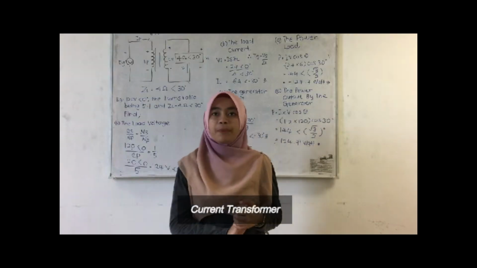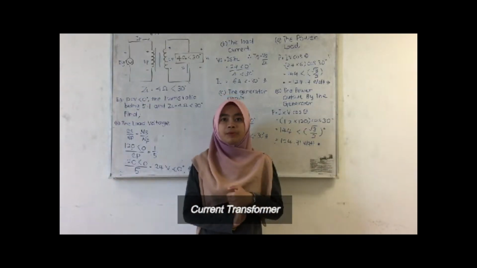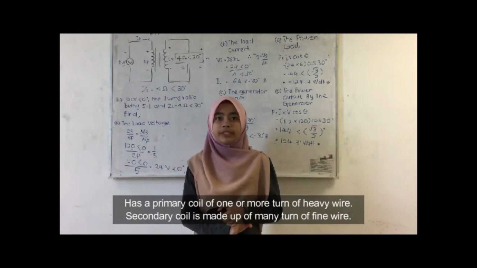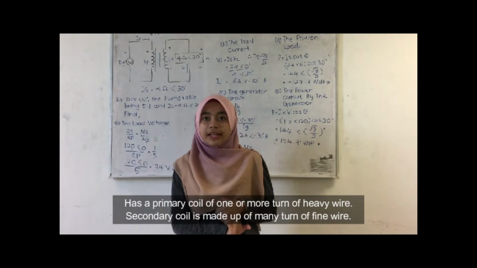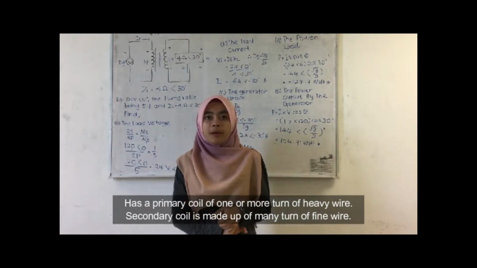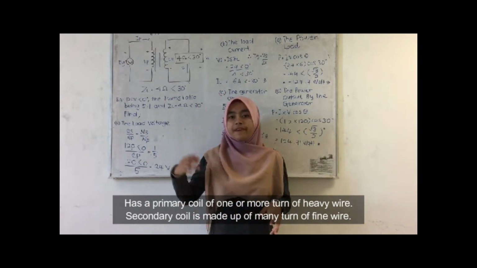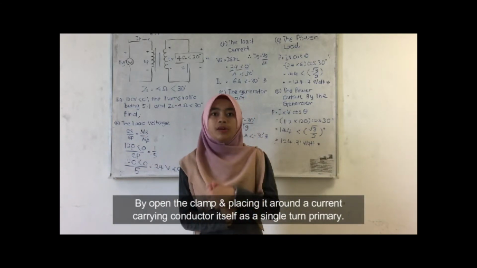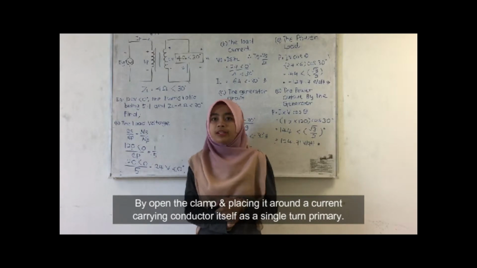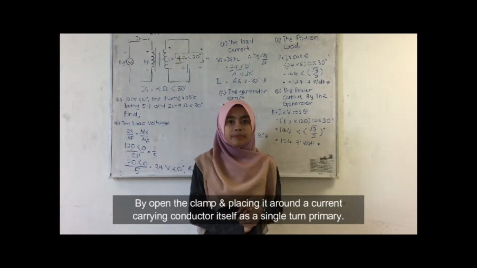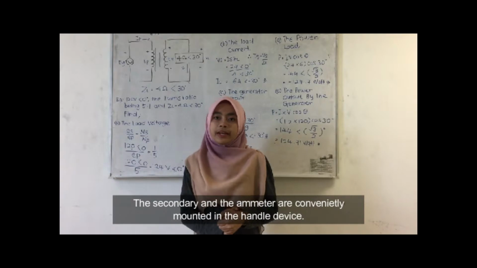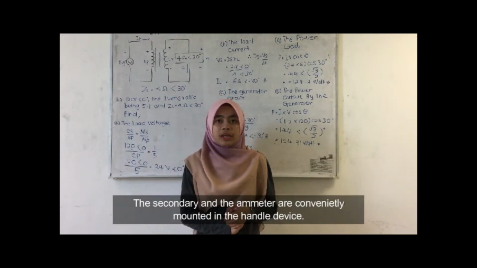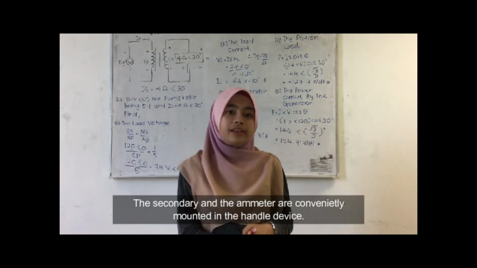The last type of power transformer is the current transformer. Current transformer has a primary coil of 1 or more turns of heavy wire. Secondary coil is made up of many turns of fine wire. Next, by opening the clamp, the primary is around a current carrying conductor itself as a single turn primary. The secondary and the meter are conventionally mounted in the handle device.